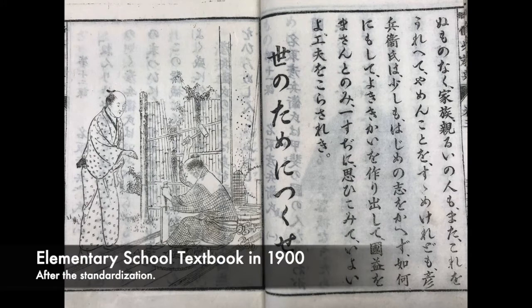And this is the elementary school Japanese language textbook in 1900, right after the standardization of the Japanese language. It looked like the characters that we use today.